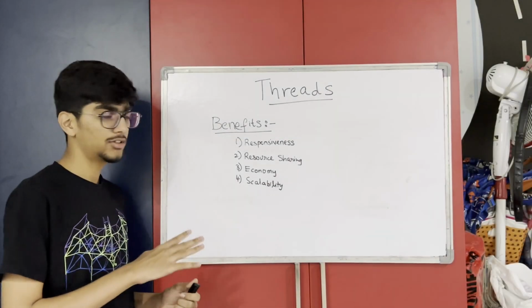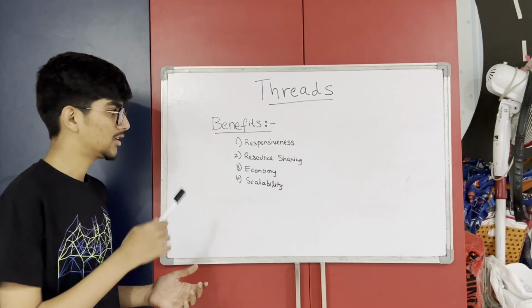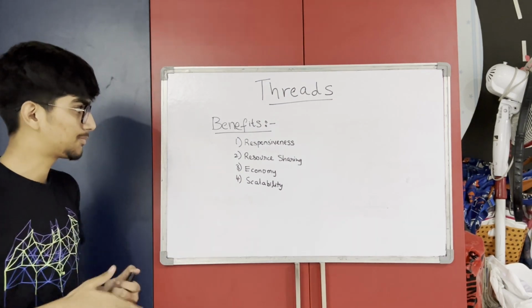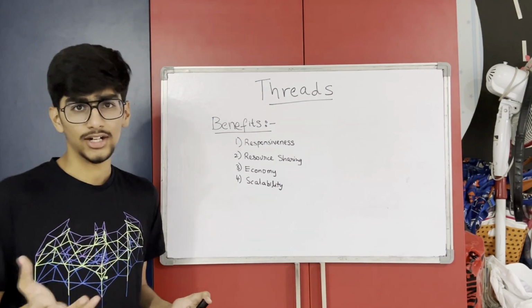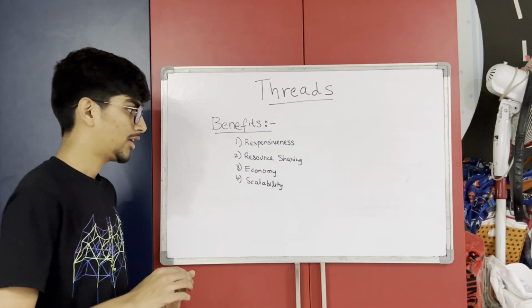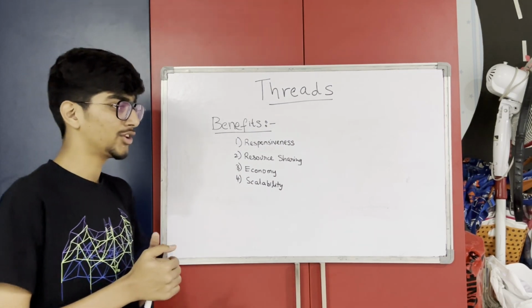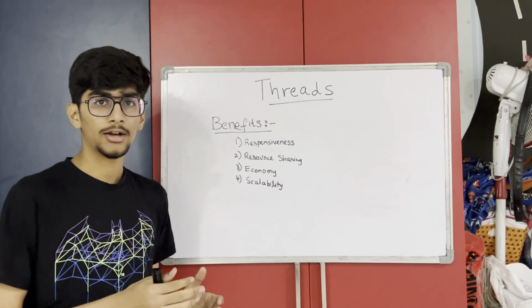There are 4 benefits for multi-threaded programming. They are responsiveness, resource sharing, economy and scalability. So coming to responsiveness, let's say we have an interactive application. It's a calculator, a normal calculator. Now let us assume we are in a single threaded application. Let's say the user gives a very huge operation, 1 million multiplied by 2 million.